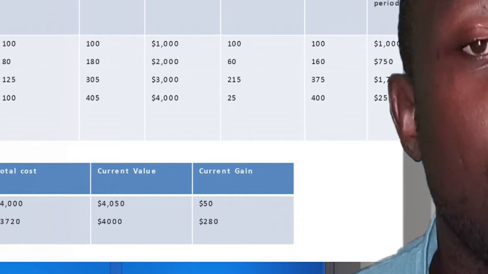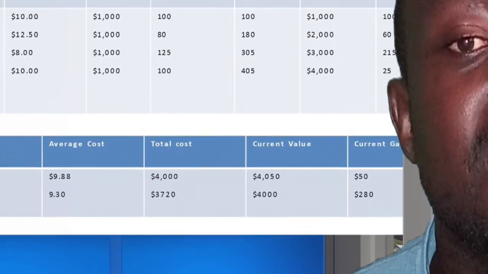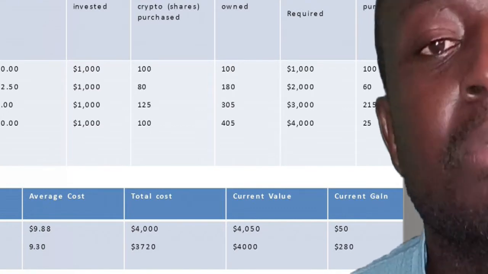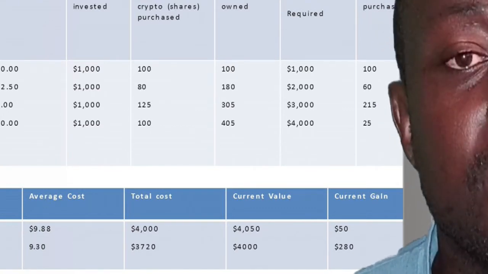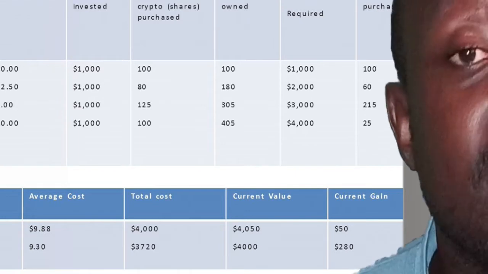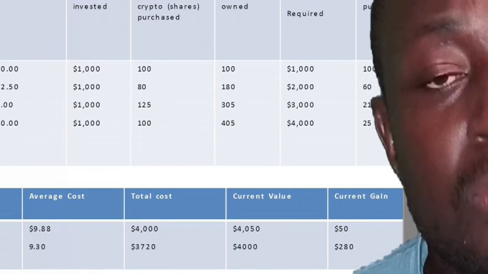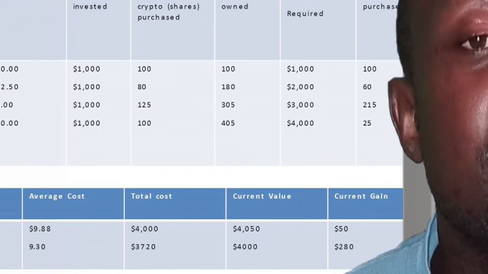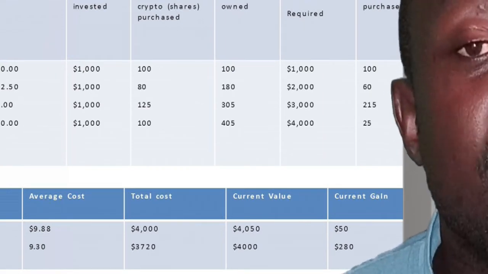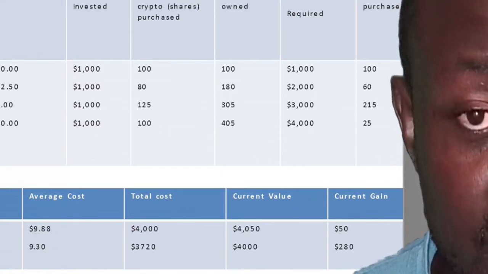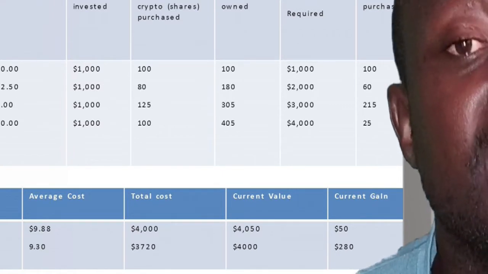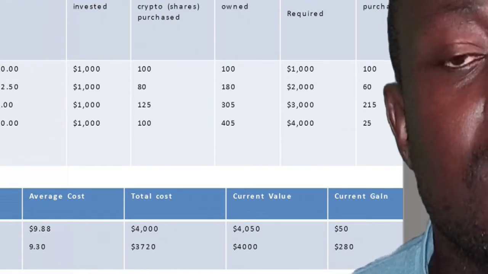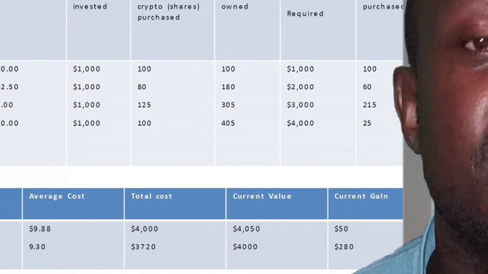at the same time has also gained more. When you look at Q3, the price of the asset fell to $8, and the person who was doing dollar cost averaging used only $1,000. However, the person who was doing value averaging had invested $3,000. So you can see that the amount of crypto that each person got was a bit different.